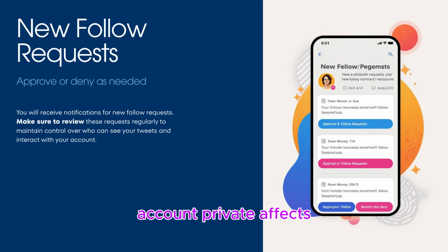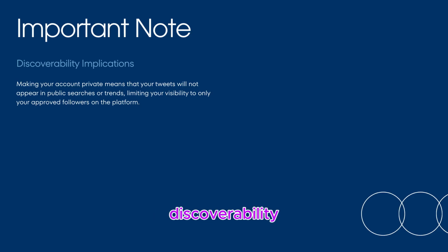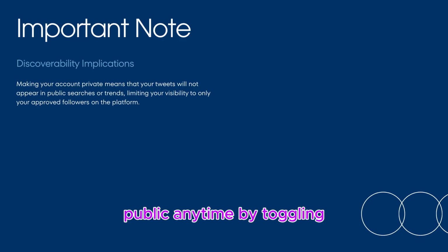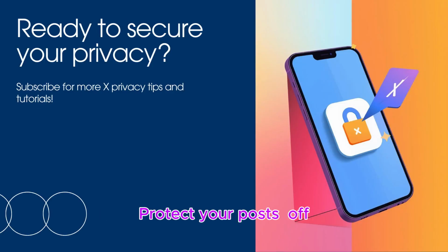Remember, making your account private affects discoverability. Your tweets won't appear in public search or trends. You can switch back to public anytime by toggling Protect Your Posts off.